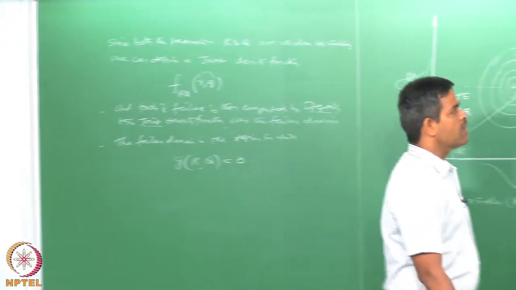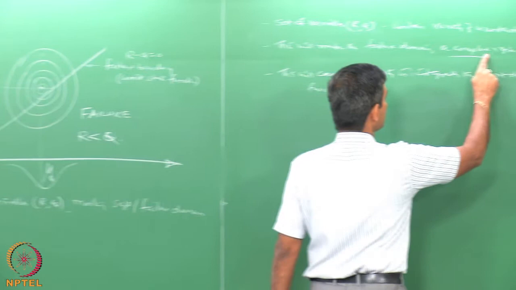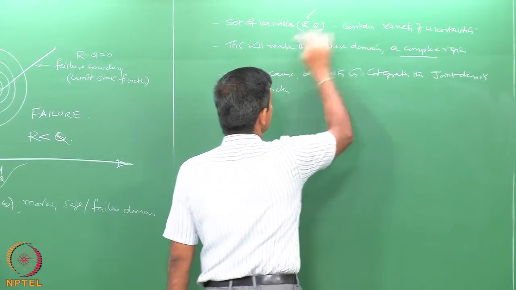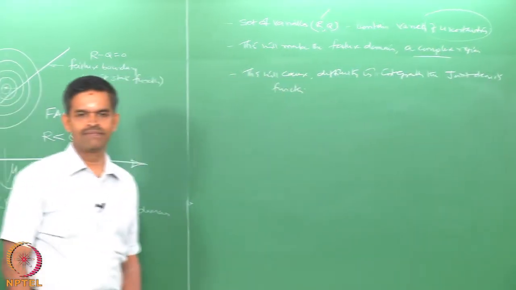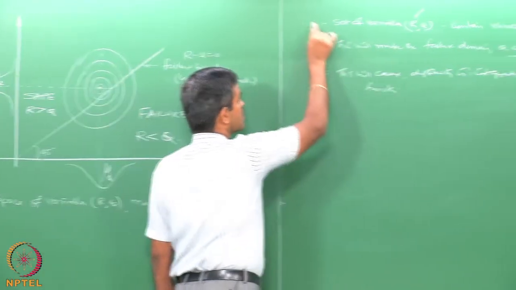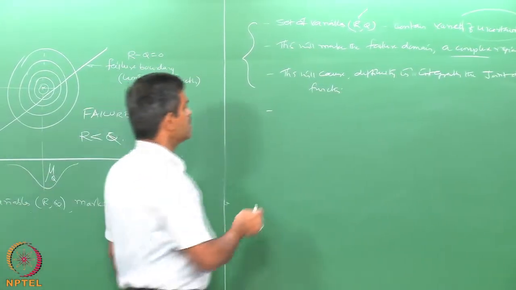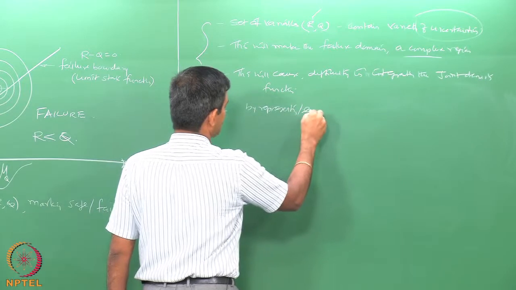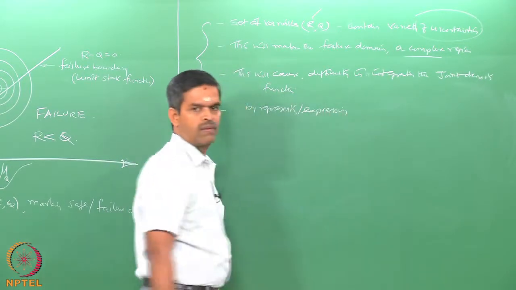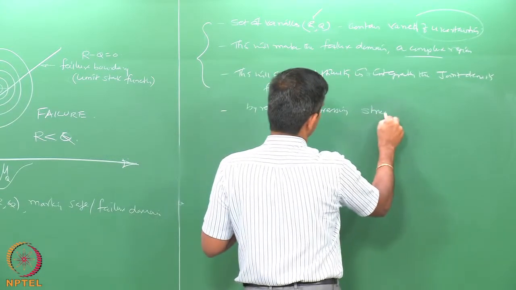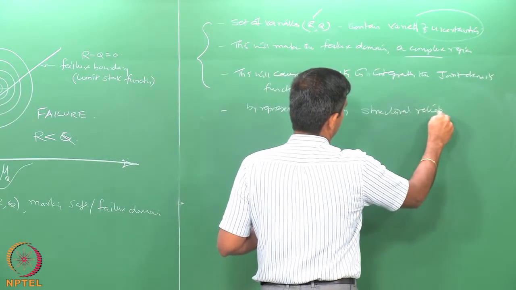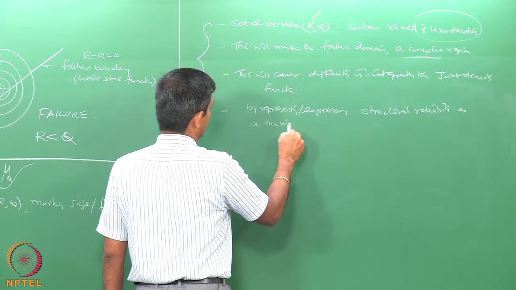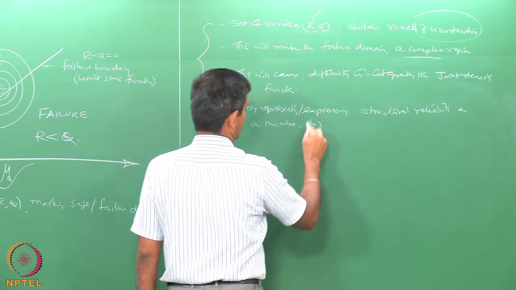Now, the failure domain will become complex. Why does it become complex? Because the variables, first of all, they are random, okay, no problem, but they have a lot of uncertainties. Now, the question is how this issue will be solved. Therefore, this issue is solved by representing or expressing structural reliability as a number which we call reliability index.